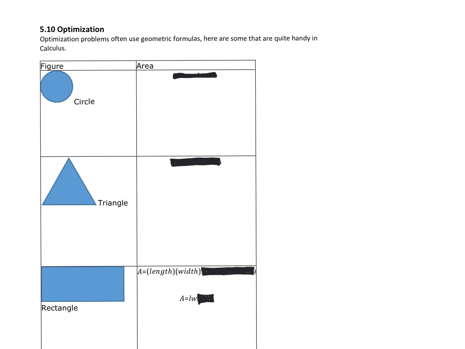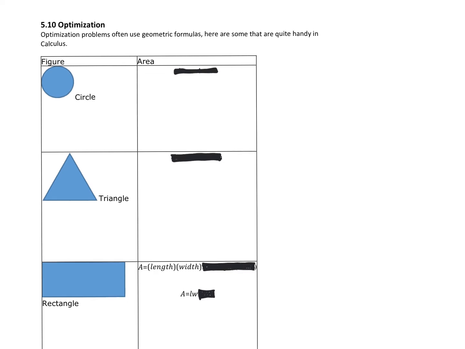So oftentimes in math classes, in real life, we have these optimization problems, and they often use geometric formulas. So I wanted to list a couple of formulas that would be handy in this class and the next. So the area of a circle has a formula, pi r squared.